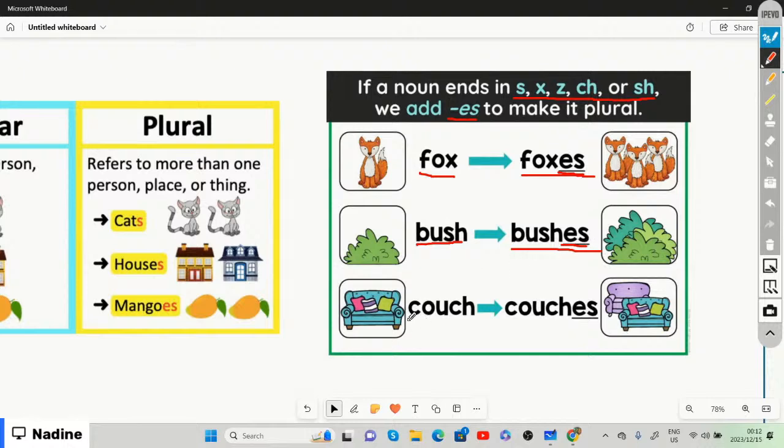The same with couch, which ends with ch. So one couch, two couches. And we added the es to show more than one. So couches.